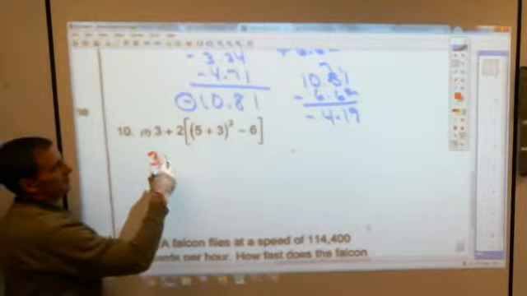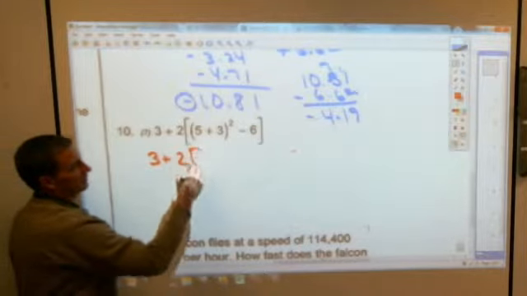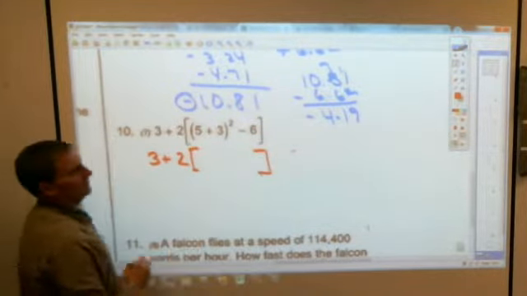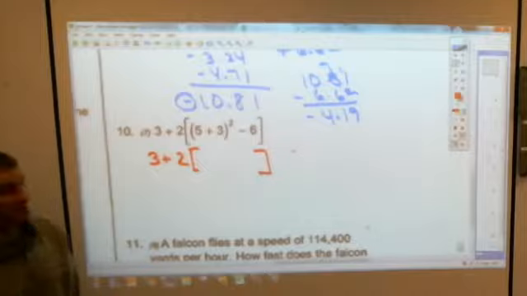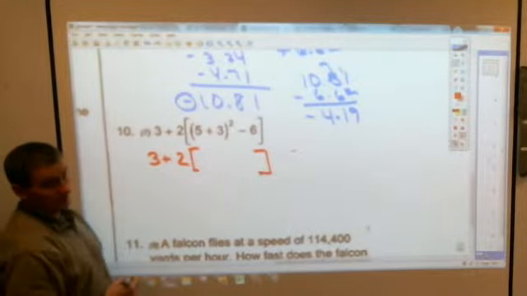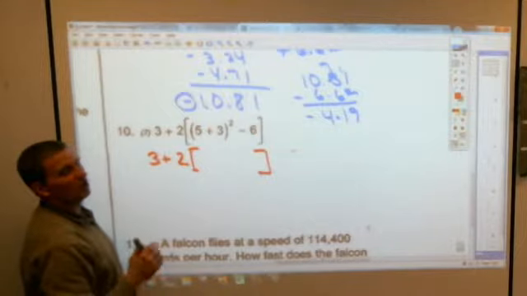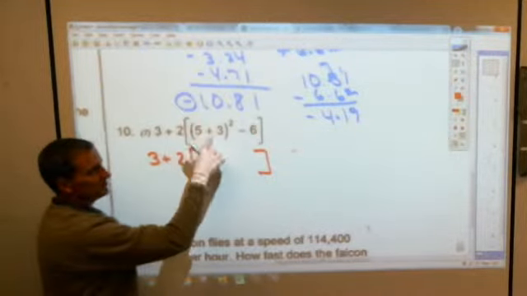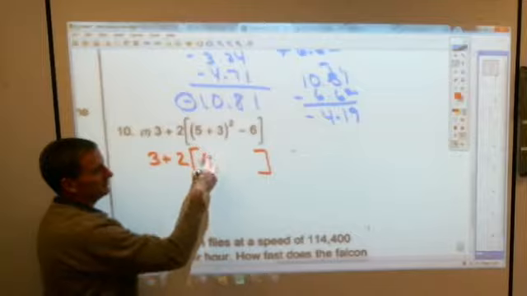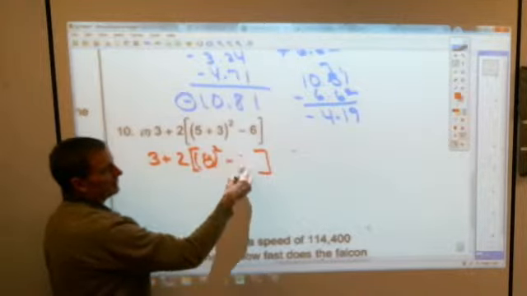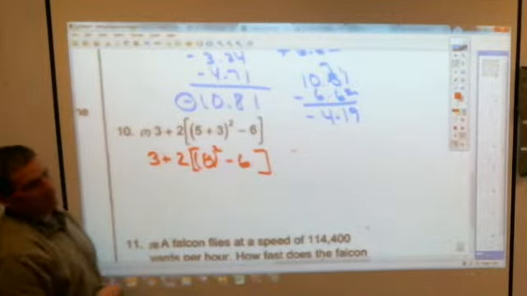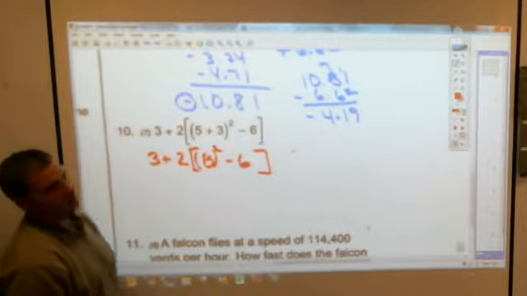So you end up with 3 plus 2, breaking down the grouping symbol. Inside the grouping symbols, you still follow order of operations. The first thing you should do there is parentheses. And parentheses don't always mean distributive property. Sometimes you just combine them. 5 plus 3 is 8. So you end up with 8 squared minus 6. Then inside grouping symbols, you have to do exponents and powers.